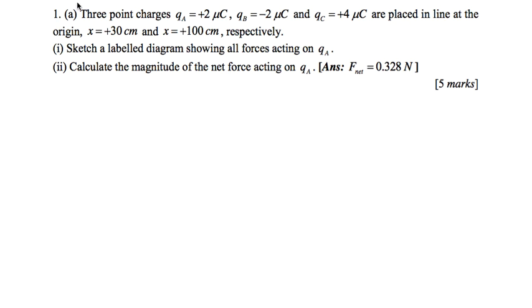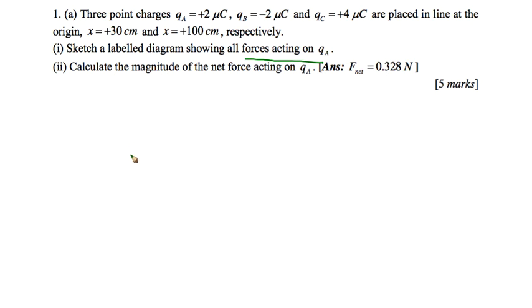Hello, number 1. Three point charges, QA is positive 2 microcoulomb, QB is negative 2 microcoulomb, and QC is positive 4 microcoulomb, are placed in a line at the origin, at 30 cm, and at x equals 100 cm. Sketch and label the diagram to show the forces acting on the QA.